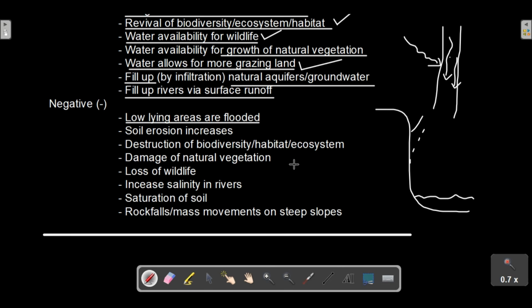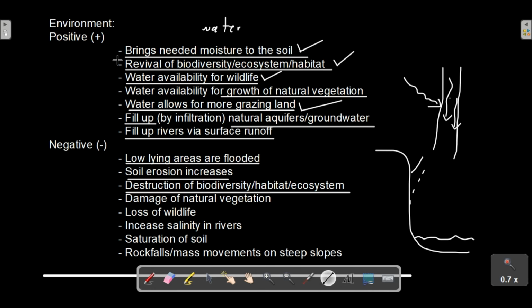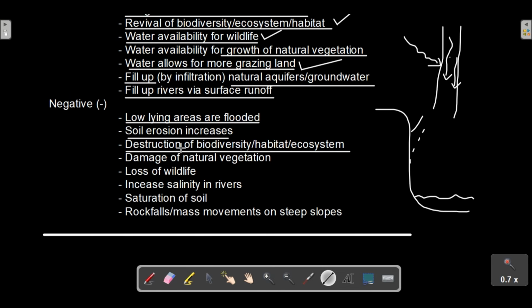Okay, so that's the first negative impact. The soil erosion increases. Okay, talked about this. That's also an environmental impact. Destruction of biodiversity, habitat, and ecosystem. It can. Okay, so as much as it can revive these areas, it can actually destroy them.